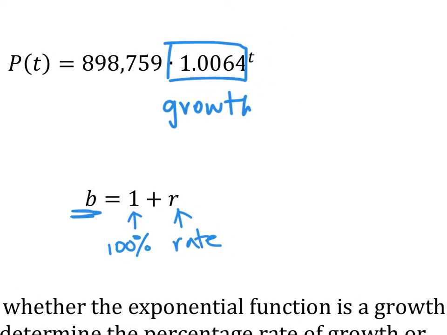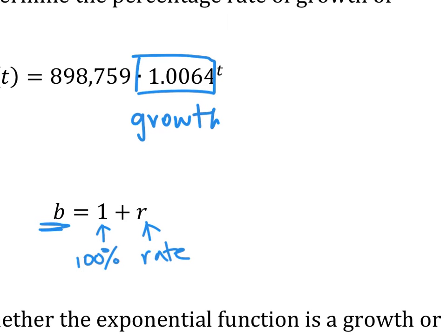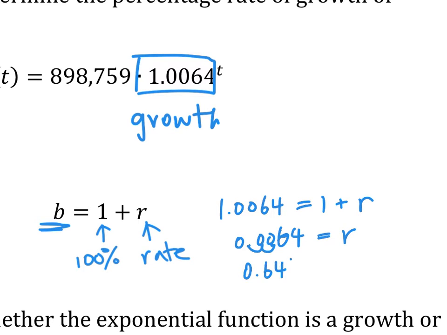So for example, this one, the base is 1.0064, which is equal to 1 plus r. And so if I subtract 1, I can see that it's 0.0064. That is the rate. And so if you change that to a percent, remember, changing to percent, you move the decimal place over by 2. So this is 0.64%. So the rate is growing by 0.64%.